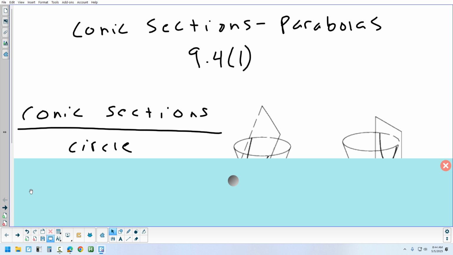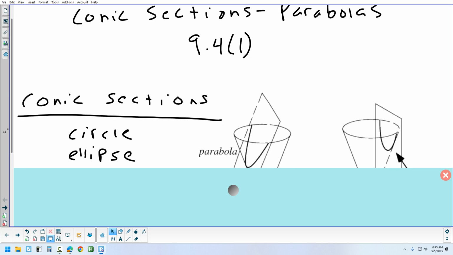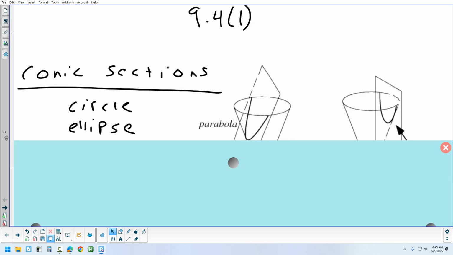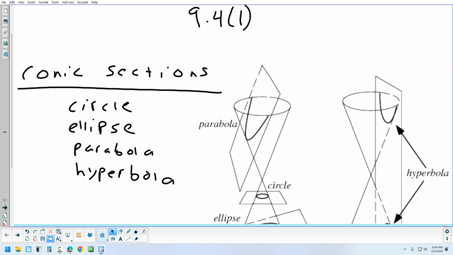Yep. Semicircle. I don't know if you can get a semicircle. I'm not sure that's one of the shapes you could get by slicing it. Yeah? Oval? Okay, yeah, an ellipse. So we call that one an ellipse. You can kind of see the other ones already, but the parabola and the hyperbola.